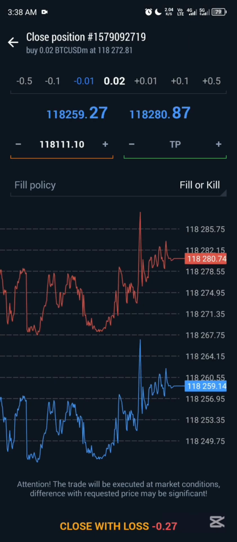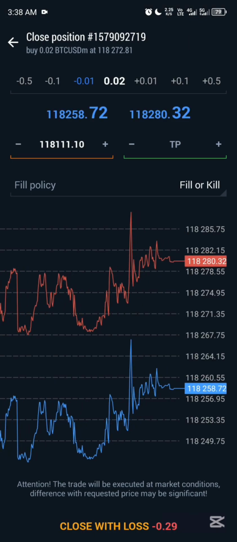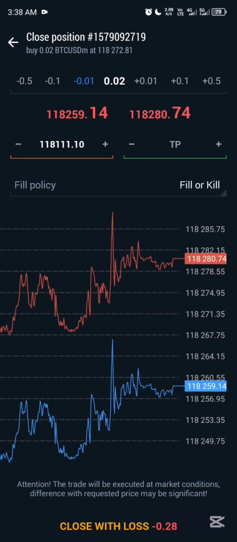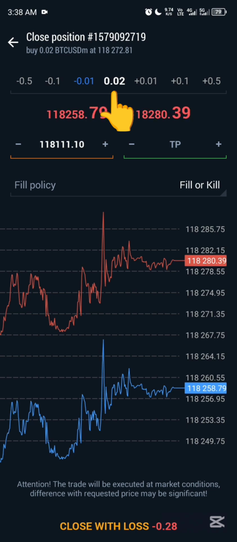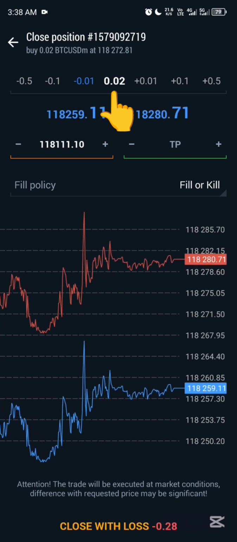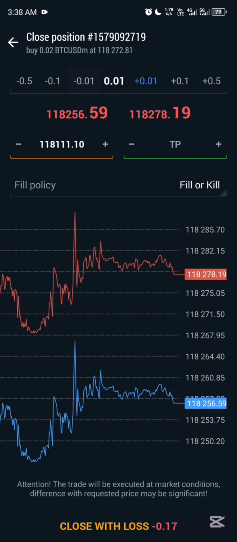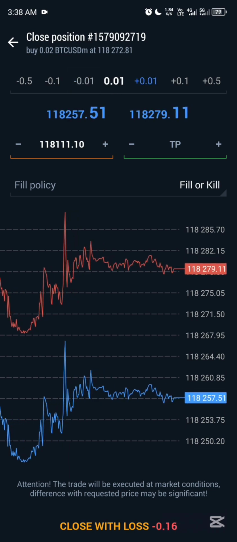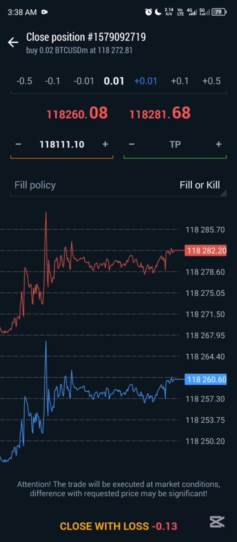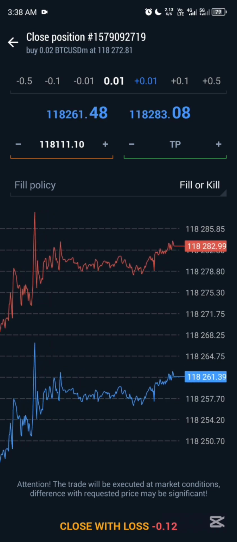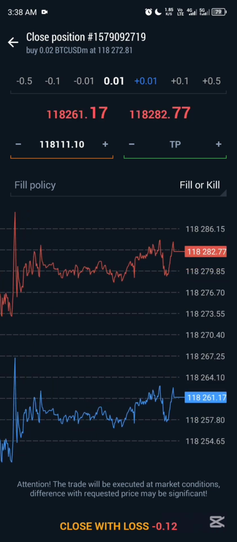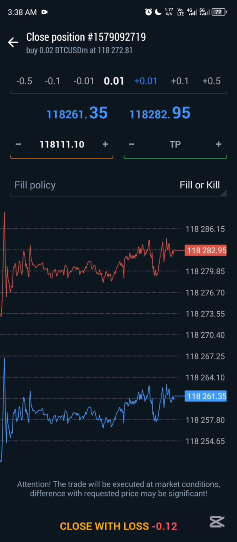Now, when you want to close the position, you can see it's telling you close with certain loss. If it's in profit, it will be closed in certain profit. Look up here at the lot size. You can see this trade is currently running on 0.02 lot size. All you need to do is reduce it to 0.01. Now you want to close half of the position because what is half of 0.02? 0.01. If it was 0.1, and you want to close half, what's half of 0.1? 0.05. So you're going to close 0.05 position.